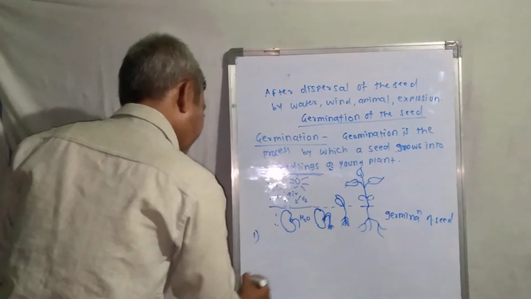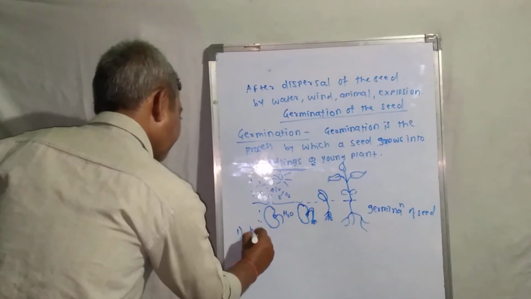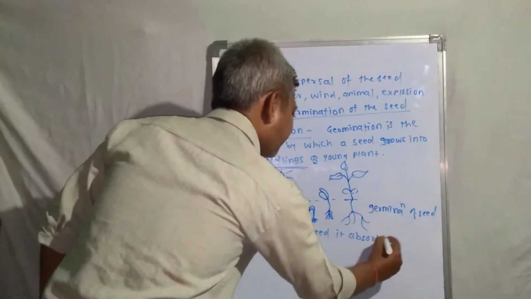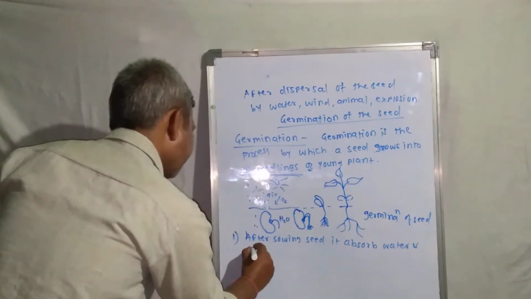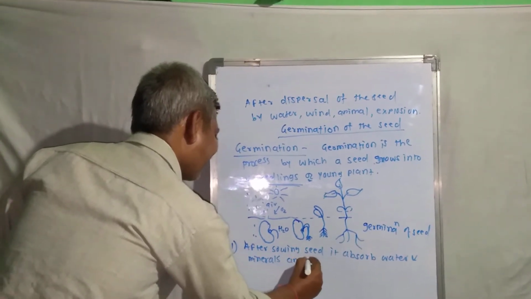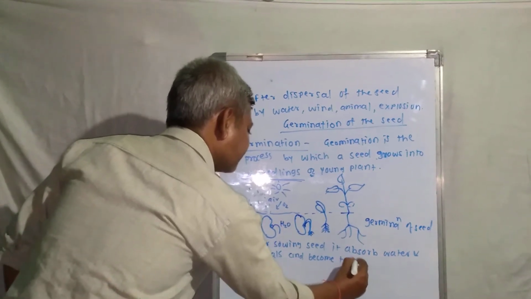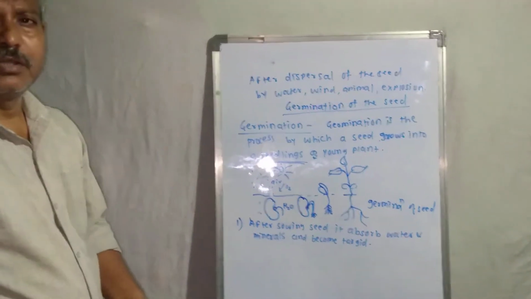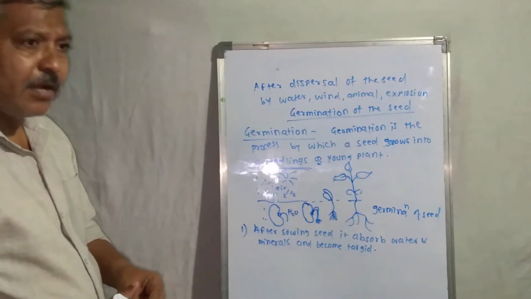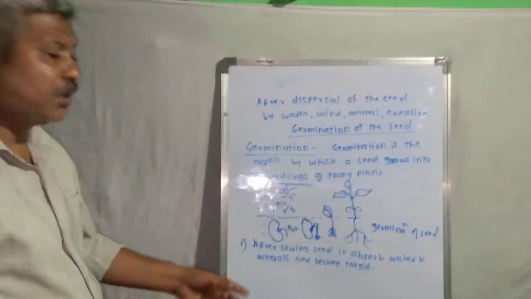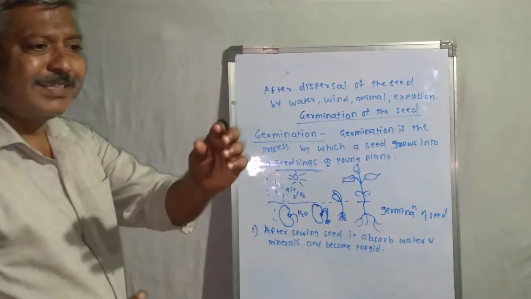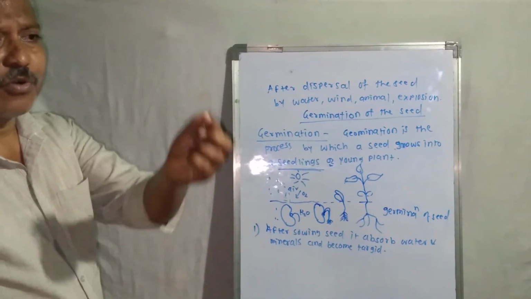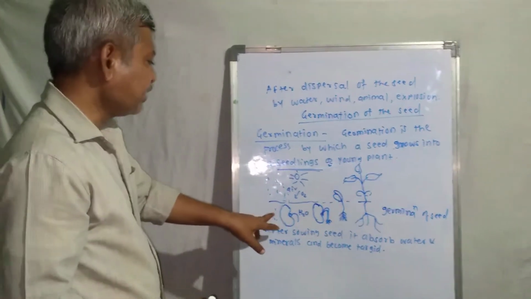So in the first case, after sowing, the seed absorbs water and minerals and becomes turgid, meaning it increases in size. In our house we sowed green gram and bengal gram. After the absorption of the water, the seed size increases and it becomes turgid, and then on the second day a small sprout comes out from that seed. So this is the first stage.